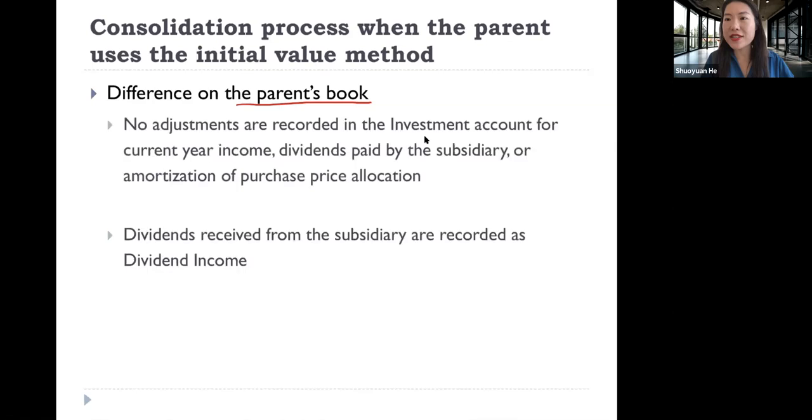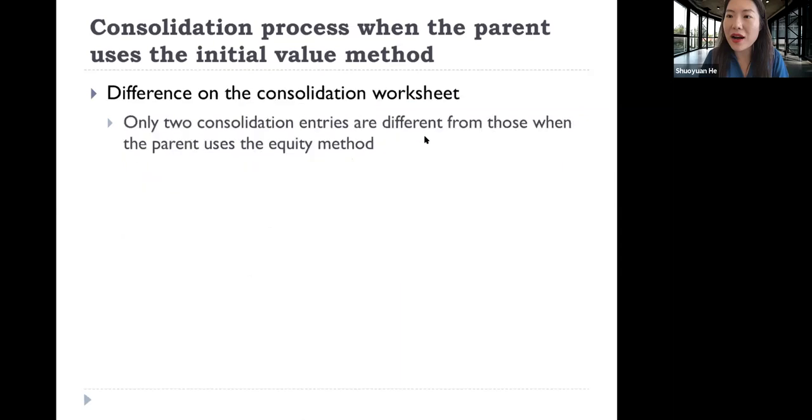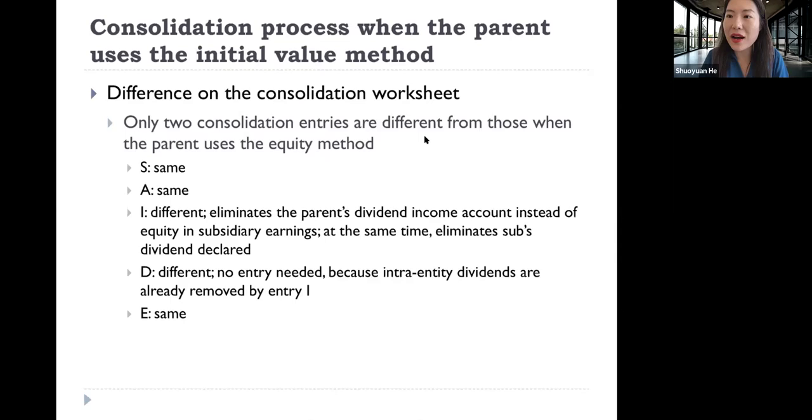Yeah, so if the parent has been using the initial value method, the parent is not recording the subsidiary's income or subsidiary's dividend or amortization. None of those would impact the parent's book. We have the 5 consolidation entries here.